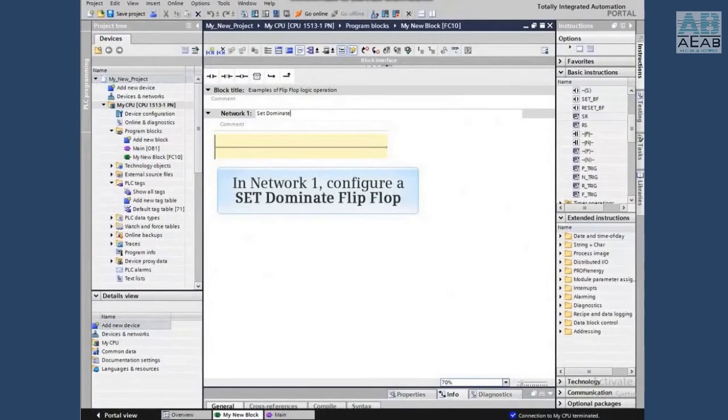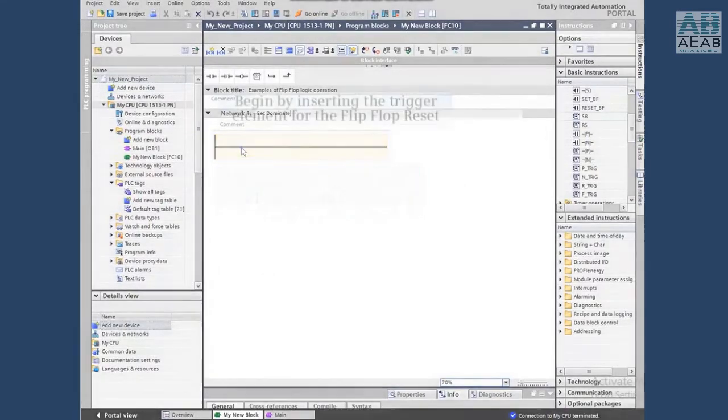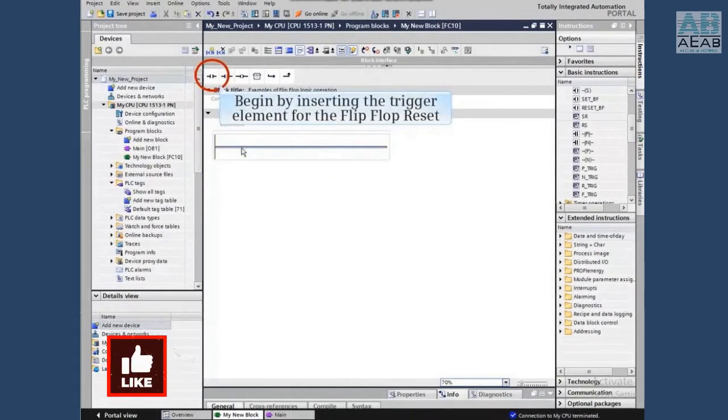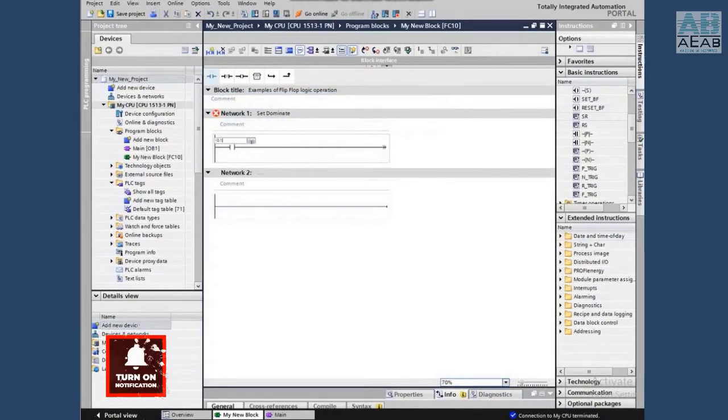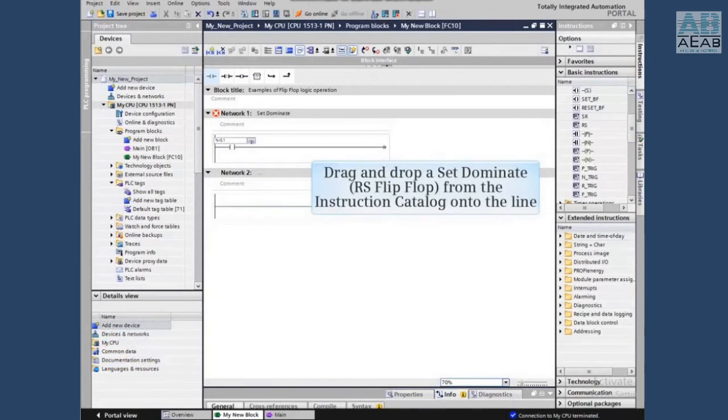We will first start by configuring a set dominant flip-flop in our network 1 in an existing TIA portal project. We first insert the trigger element for the reset input of the RS flip-flop. We then drag and drop a set dominant or RS flip-flop from the instruction catalog onto the line.